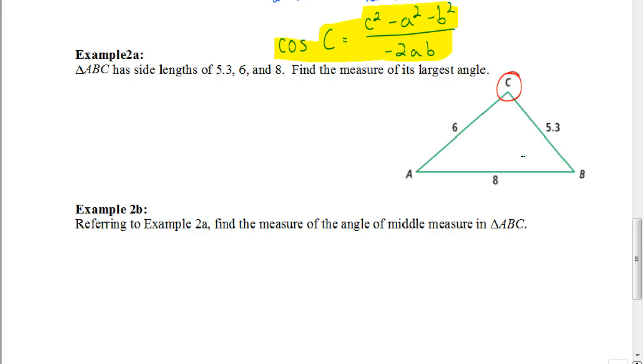So, using this formula, it's going to be the cosine of angle C equals the side across from it, which is 8 squared, minus A, which is, we'll use 6 and 5.3.